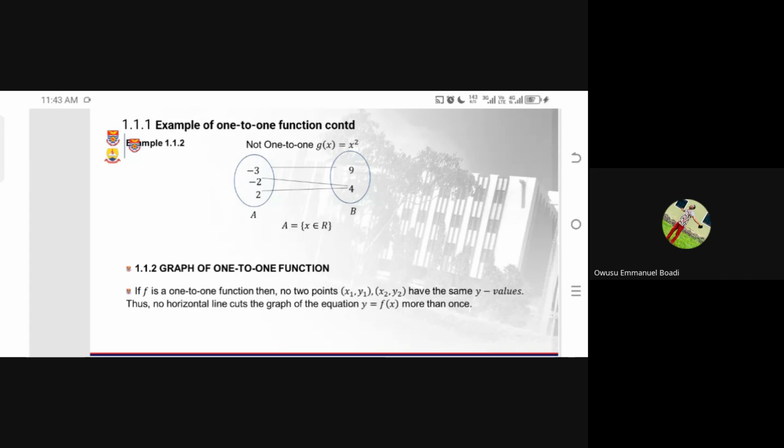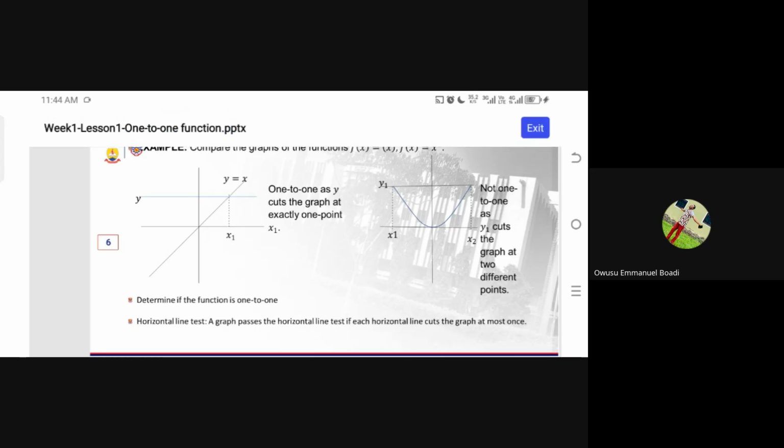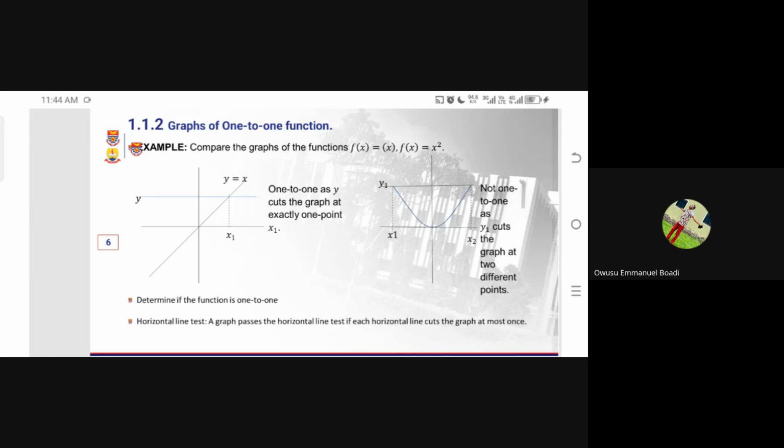So there's a quick illustration here. We are going to look at the graphs. It says compare the graphs of the function f of x is equal to x and f of x is equal to x squared. The one on your left is the function f of x is equal to x, and the one on your right is the function f of x equals x squared. The first one is a linear graph. The second one is a quadratic graph.